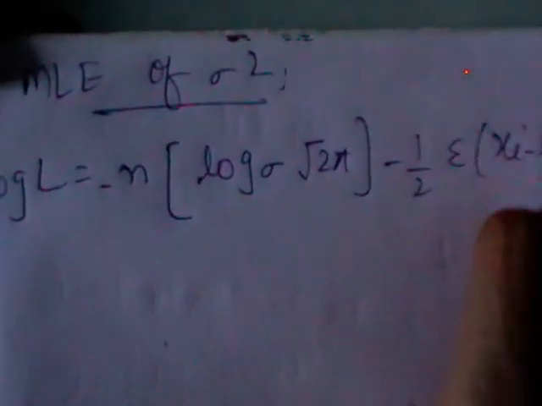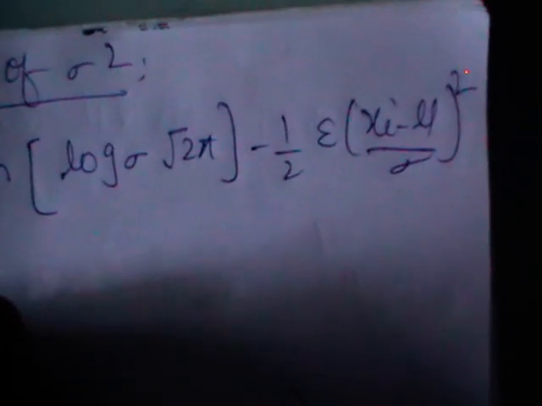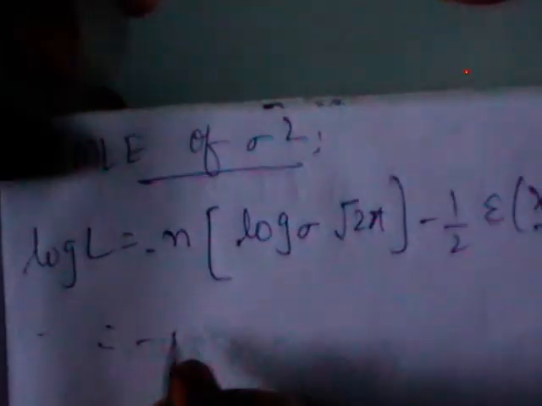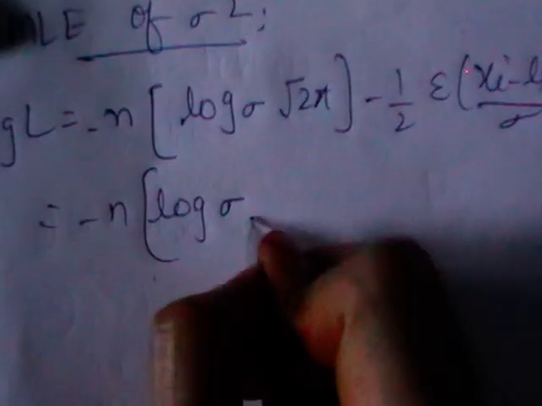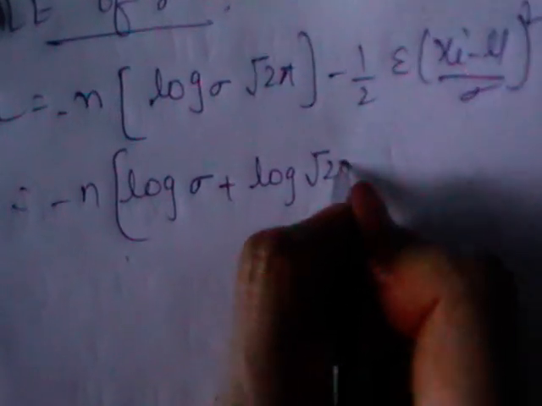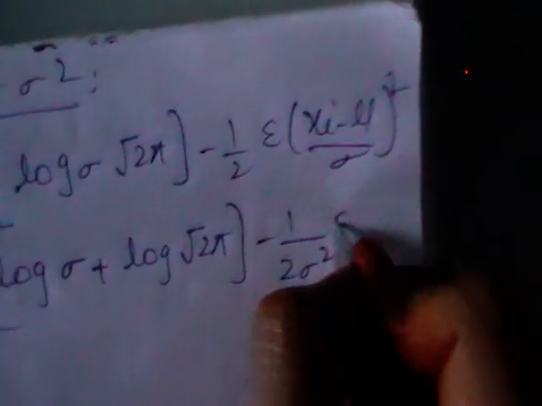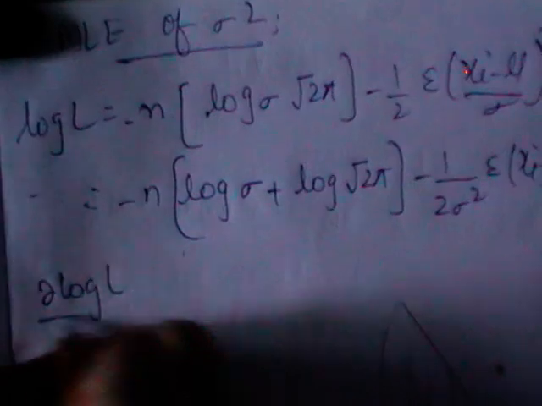Okay, let us do the MLE of sigma square. What is L? How much did you get for log L? Log L you got as minus n into log sigma root 2 pi minus 1 by 2 sigma xi minus mu by sigma whole square. Again you can split this, log AB is log A plus log B, minus 1 by 2 sigma square sigma xi minus mu whole square. Here you need to find dou log L by dou sigma square and equate it to 0 to find the MLE of sigma square.